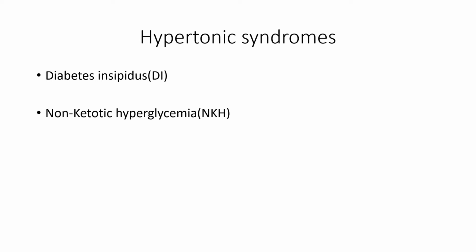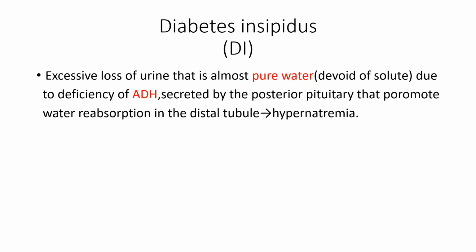The hypertonic syndromes: we have diabetes insipidus and non-ketotic hyperglycemia. What is diabetes insipidus? Excessive loss of urine that is almost pure water, I mean it is devoid of solute, due to deficiency of antidiuretic hormone, which is a hormone secreted by the posterior pituitary that promotes water reabsorption in the distal tubule. So we get hypernatremia.